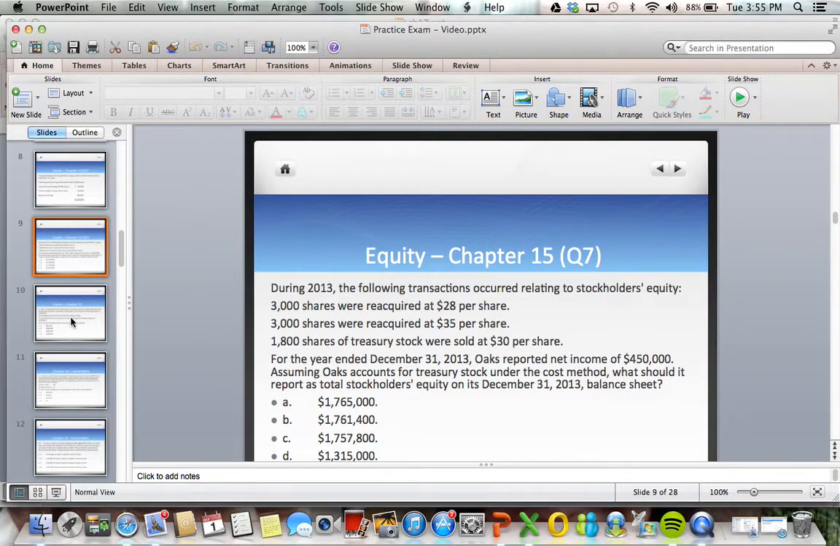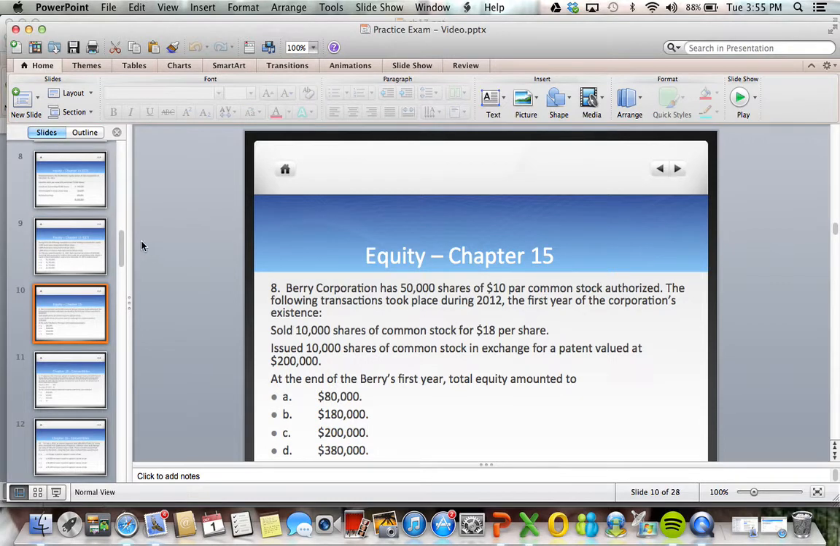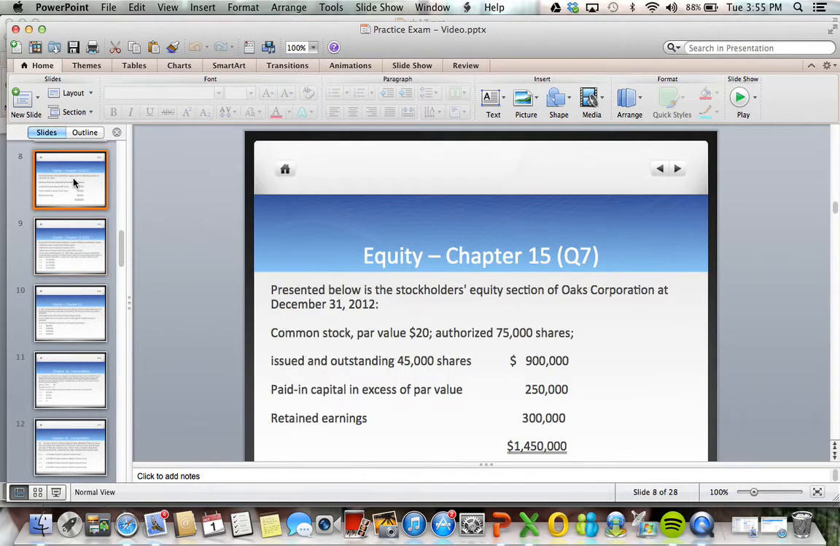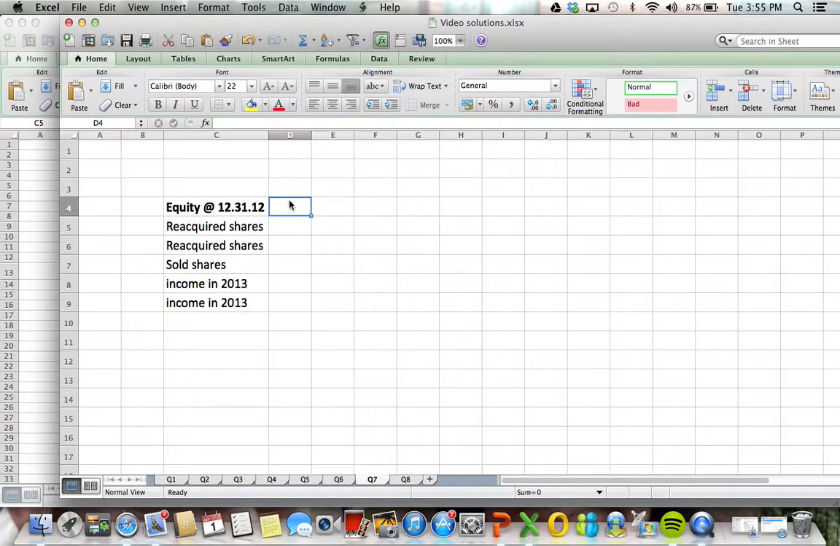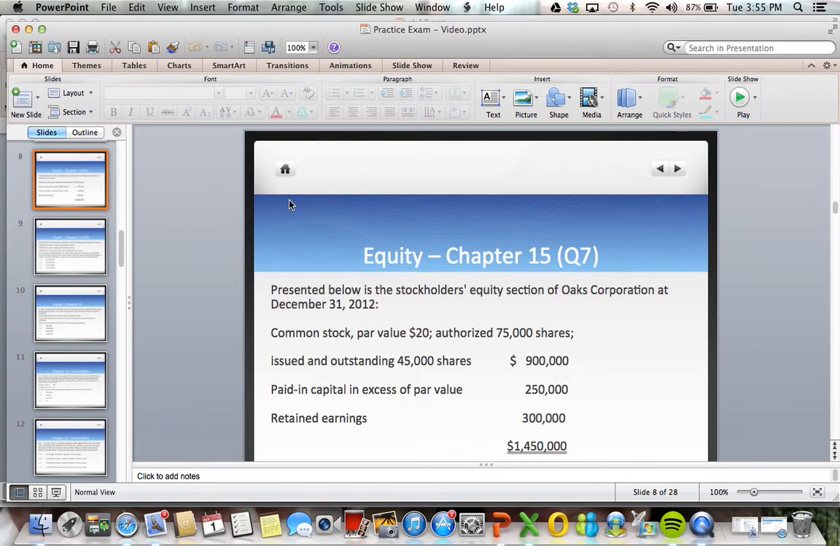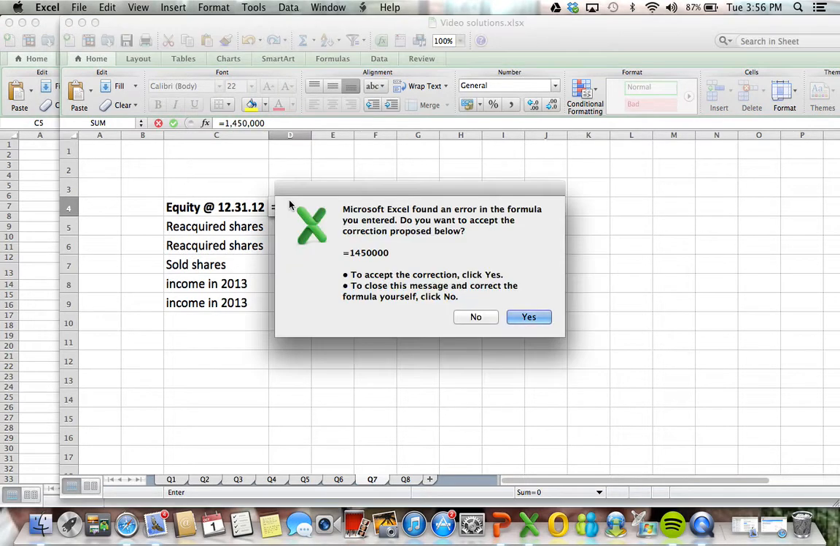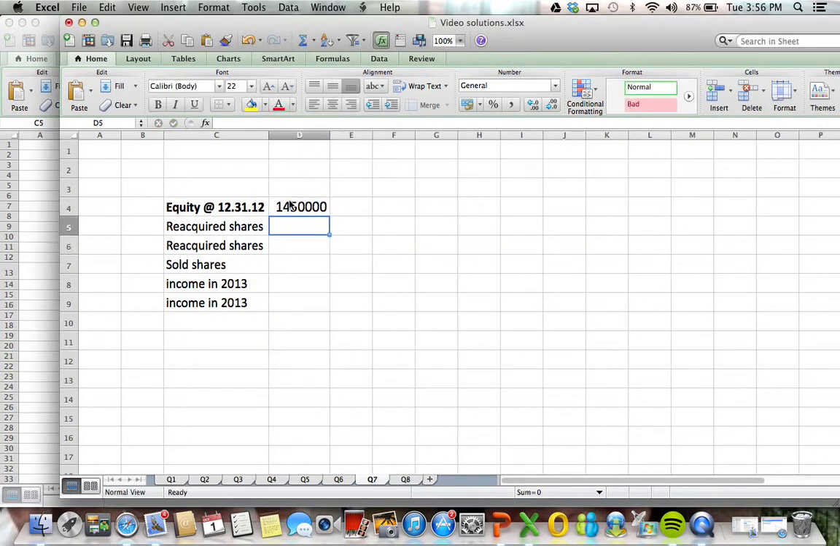December 31, 2013. So let's see here. So we have a continuation here telling us this is the activity, right? And this is the picture as of 12/31/2012. So let's see here. So going to the Excel, at year end 2012, we have 1,450,000, right? And now, how many shares did we acquire?